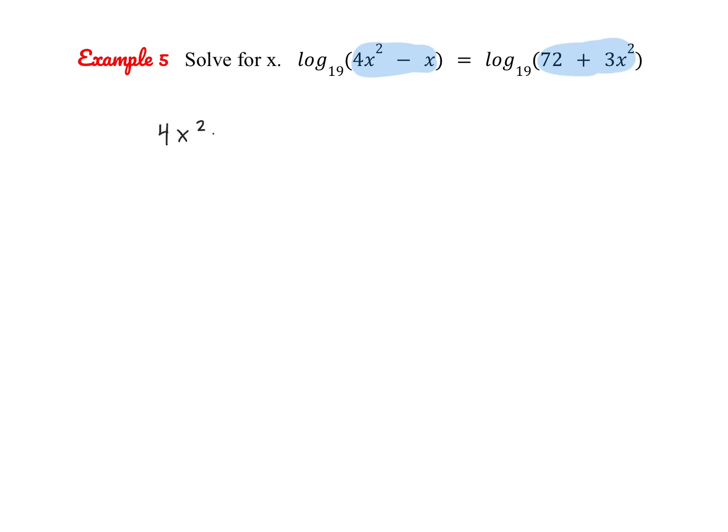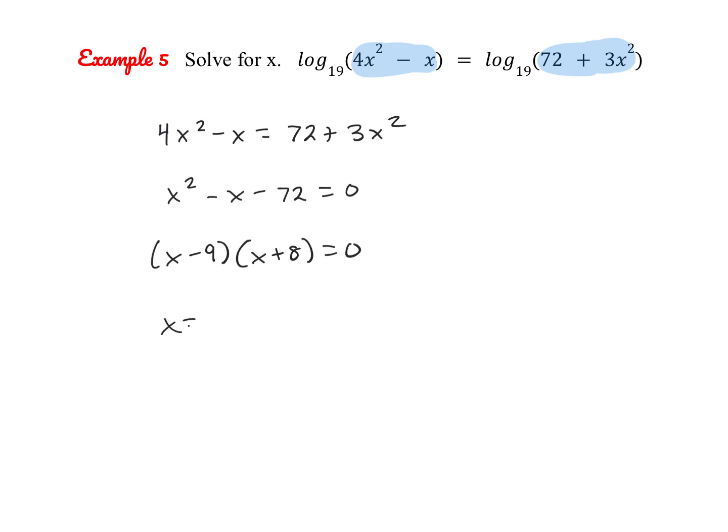So we could say 4x squared minus x equals 72 plus 3x squared. So this is just a quadratic, so we'll set our equation equal to 0, and this one we can solve by factoring. So we get two solutions, 9 and -8, but we need to go back and double check. So first we need to actually check both logarithms. We need to make sure that 4x squared minus x stays greater than 0.